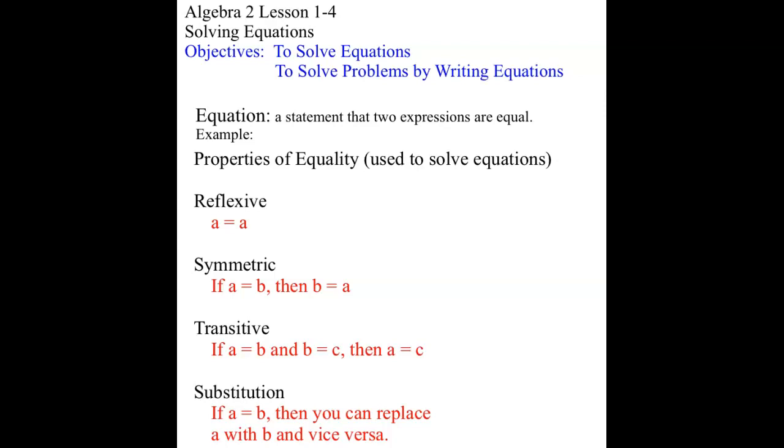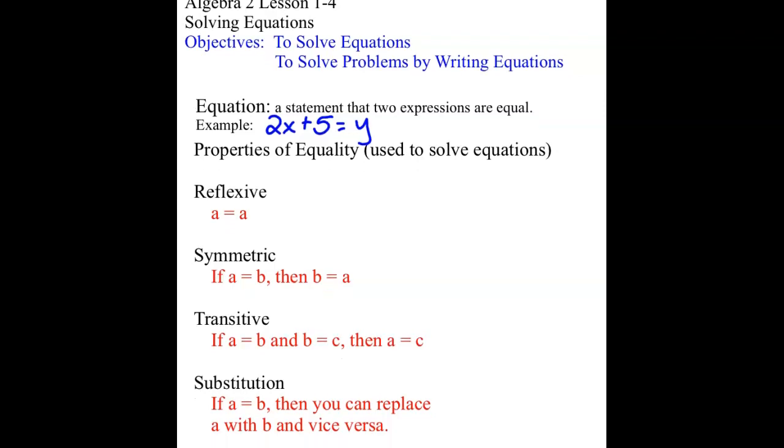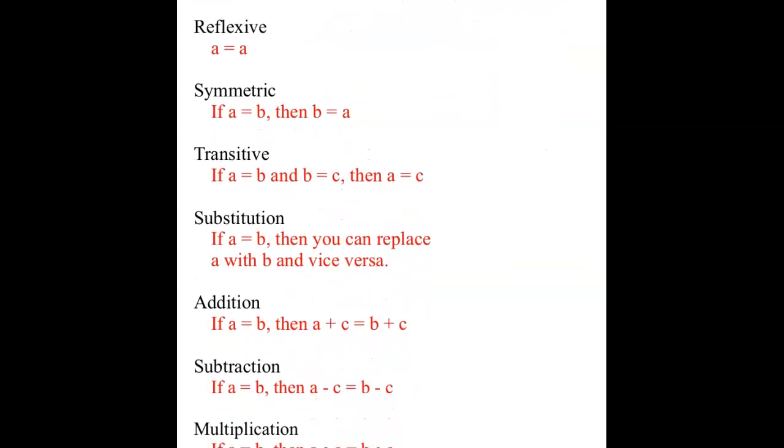An example of that would be something like 2x plus 5 equals y. All right, that's an equation. We are setting two different sides equal to each other. In order to solve equations, we need to refer to the properties of equality. The first property is called the reflexive property. It just says that A equals A, so a number or a variable equals itself.